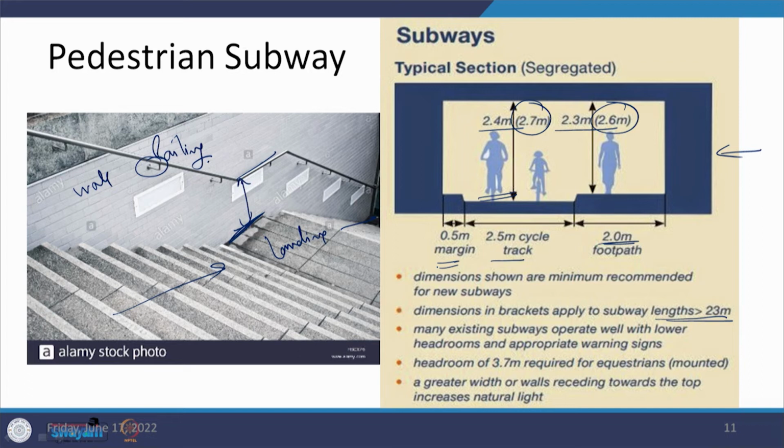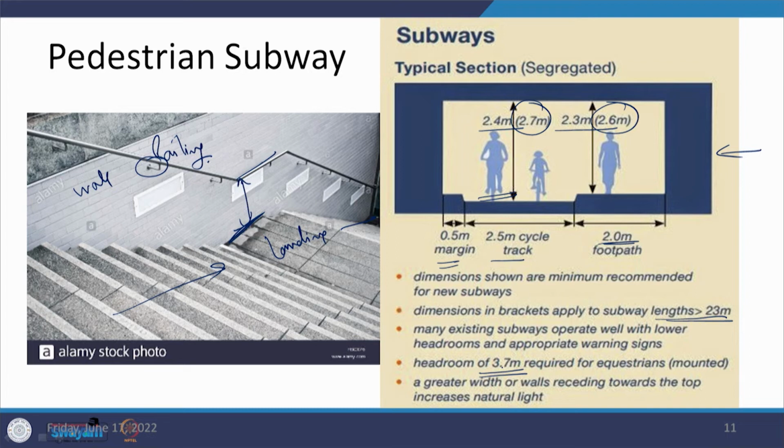Now, in case some cattle is using it, or say there is an equestrian who is going to use this one in the mounted condition, then the headroom which is to be provided is 3.7 meters.